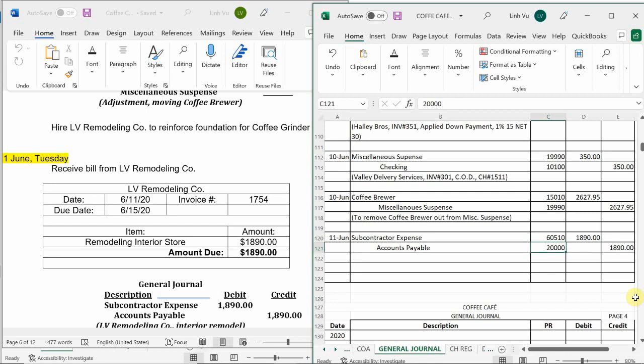Okay. We have all the information that we need, right? Who did we receive this bill from? LV Remodeling. Okay. We received an invoice number 1754. Okay. We have the due date. So in this case, we have net how many days? If I received it on the 11th and it's due on the 15th, how many days is this bill due?